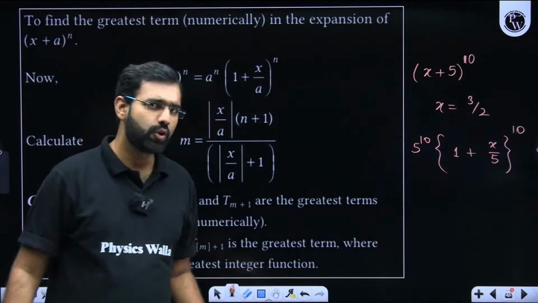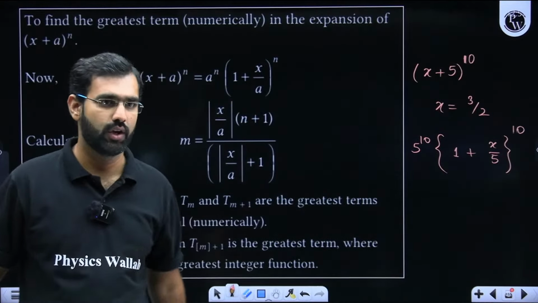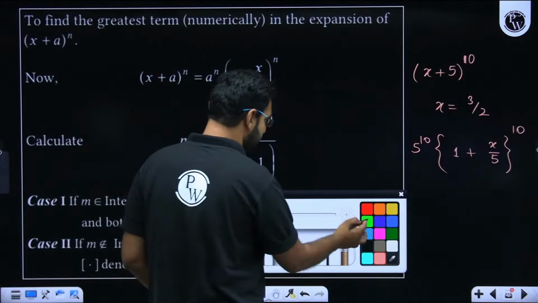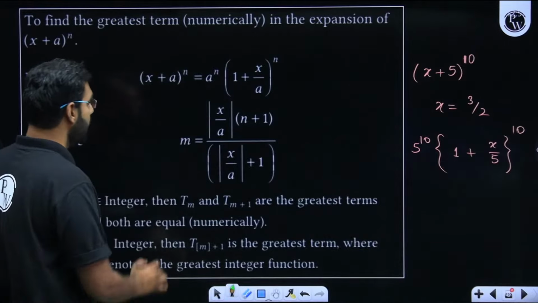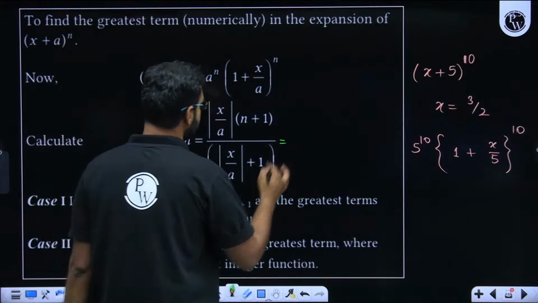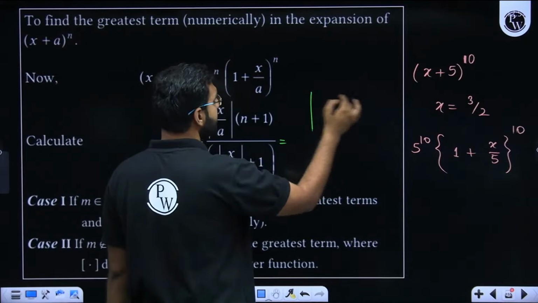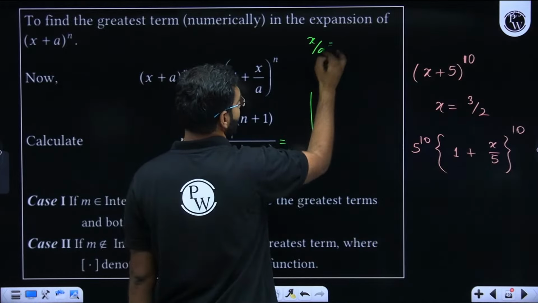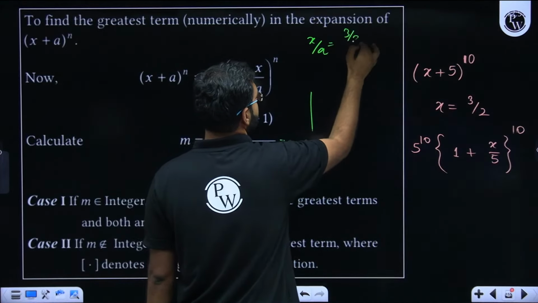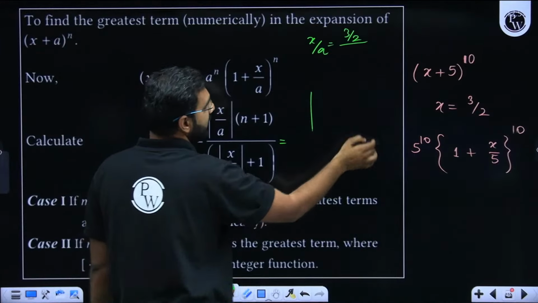Now to find the numerically greatest term, there is a short technique. What is that short technique? Pay attention to that part, students. The short technique is really simple. You find m, you work for m. What is m? m is mod x upon a. Let me calculate mod x upon a somewhere else. Mod x upon a is 3 by 2 upon a. What is a? a is 5 here.